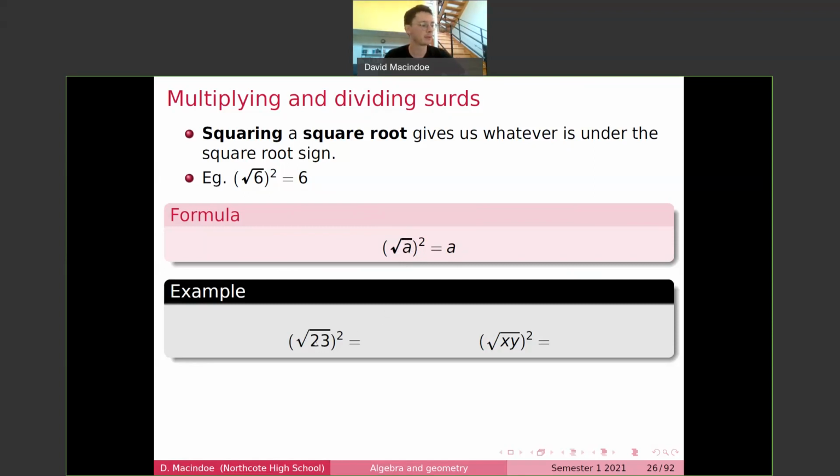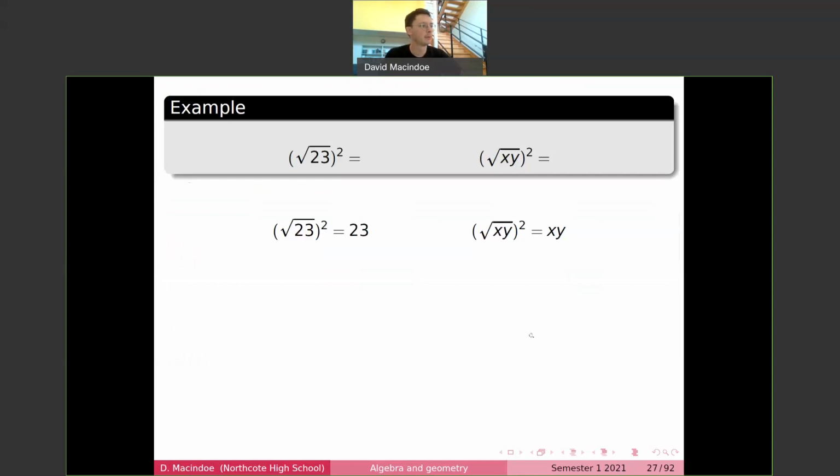So these examples, hopefully pretty reasonable. If you do root 23 all squared, you just get 23. If you do root xy all squared, you just get xy. Hopefully you can convince yourself that that's true. Maybe just play around with some examples if you don't think that is reasonable.